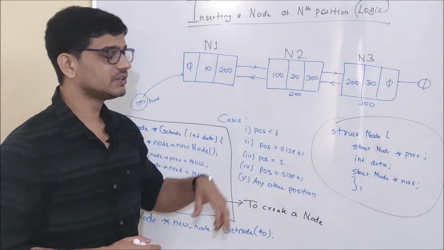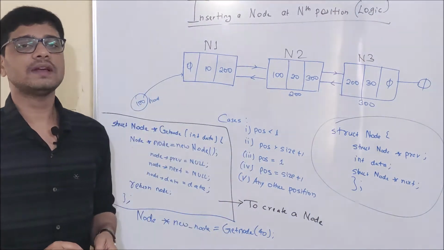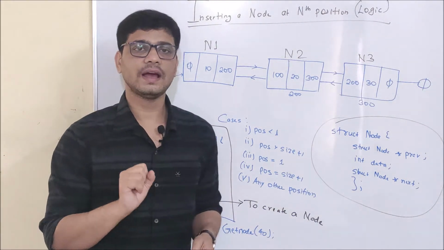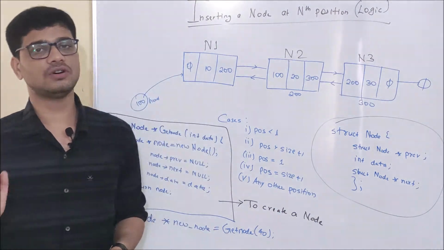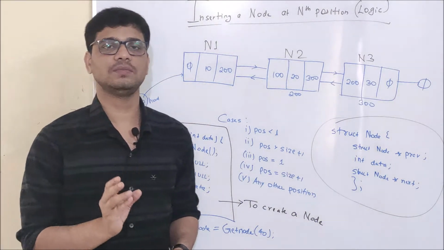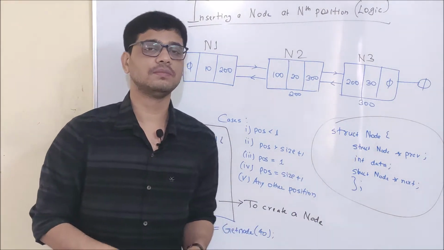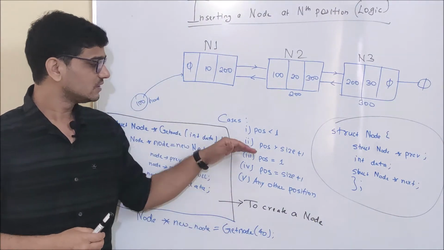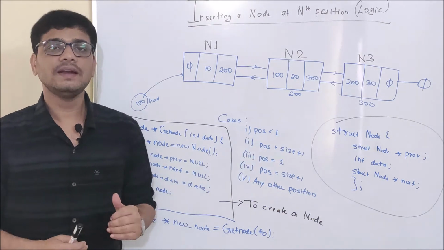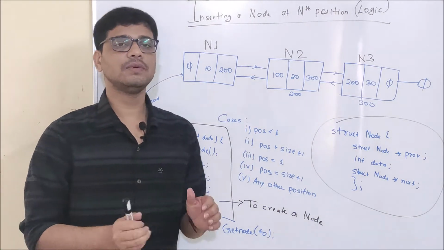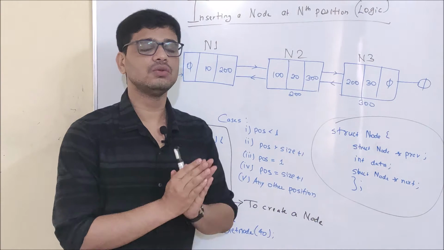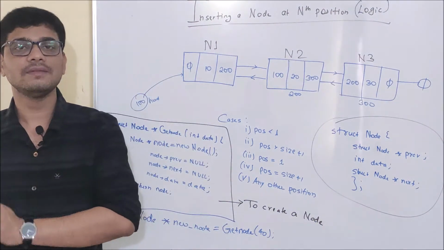And what is this? Position greater than size plus 1. Suppose I have a linked list of 10 nodes and I want to insert a node at the 12th position or a position greater than it. Is it possible? No, it is not possible, because this is also an invalid position. And we need to convey a message to the user that you have provided us with an invalid position.